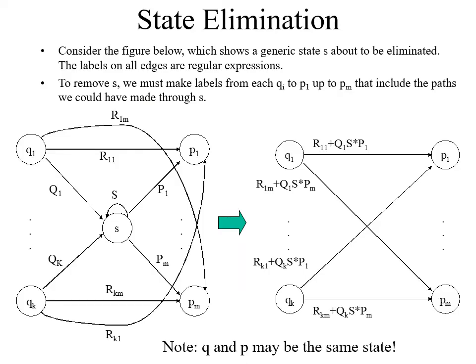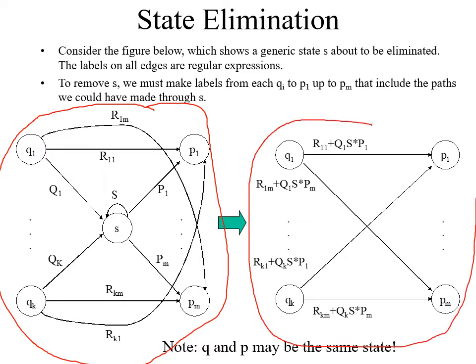This is the example. Let's suppose this is the DFA. Now this is again a DFA, but what is the difference between these two? This is the generalized one and this is not, because we have eliminated some transitions, and after eliminating some transitions we get a structure like R11 plus Q1 S asterisk P. What is this? This is basically a kind of regular expression.